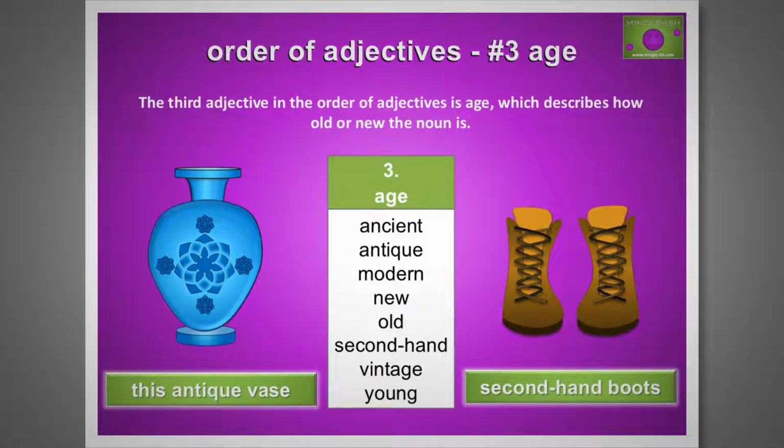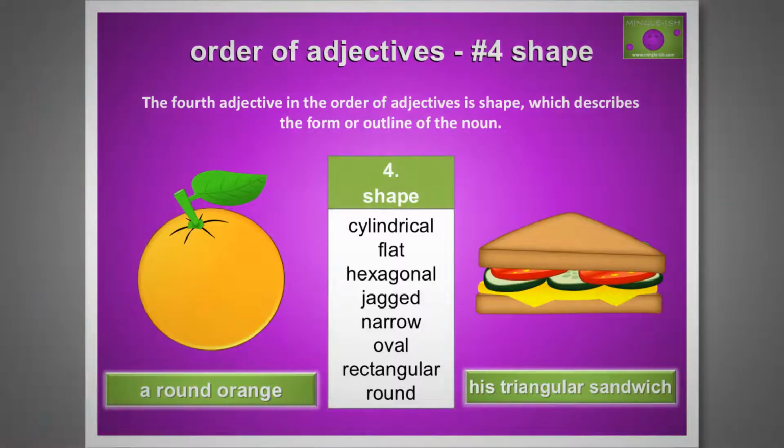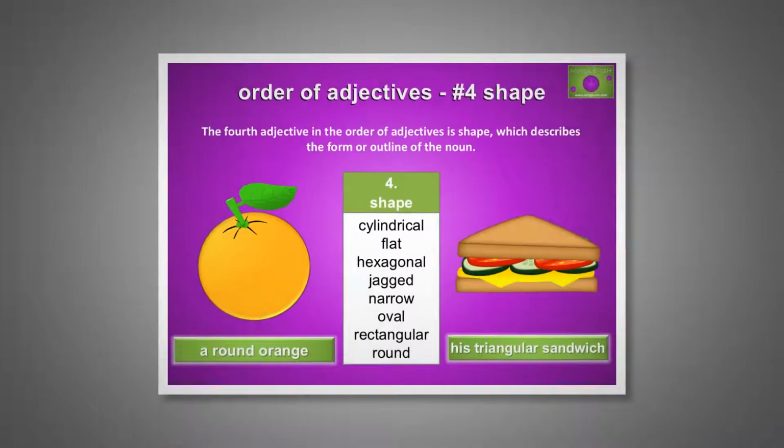The third adjective is age, which describes how old or new the noun is. For example, this antique vase and second-hand boots. The fourth adjective is shape, which describes the form or outline of the noun. A round orange and his triangular sandwich.